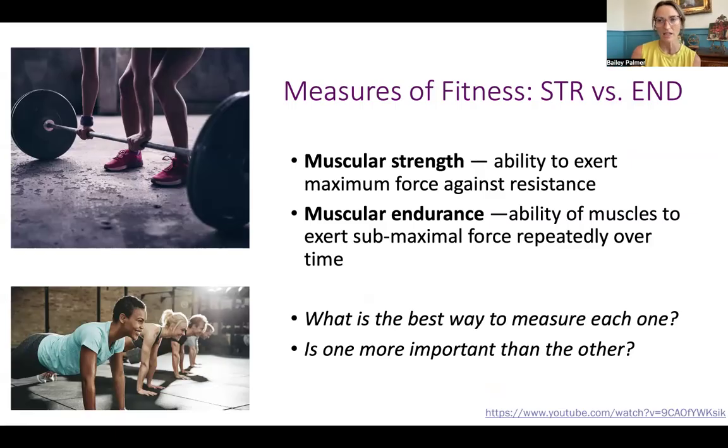Muscular endurance is the ability of the muscle to contract over time against a submaximal force until you hit fatigue, until you burn out and can't produce any more force. The best way to measure muscular endurance is by seeing how many push-ups you can do in a minute, or how many sit-ups you can do.